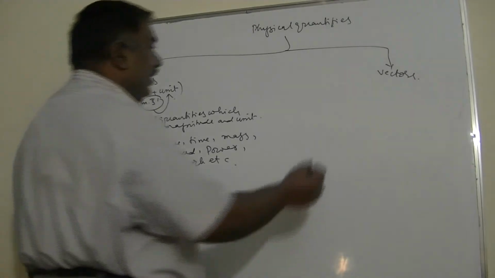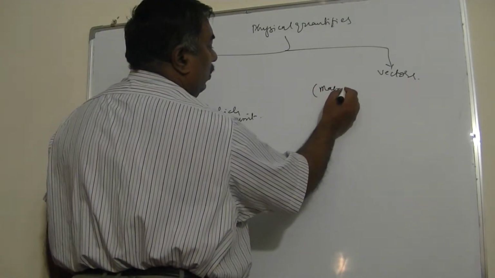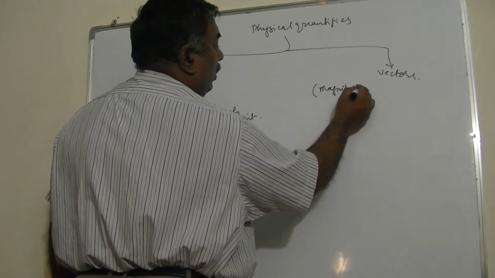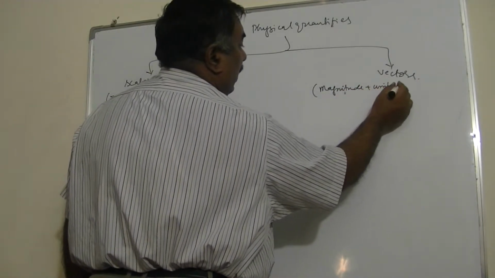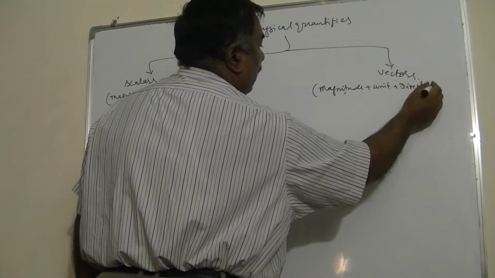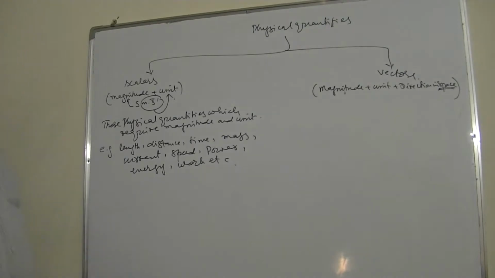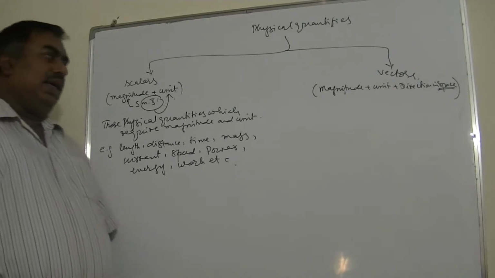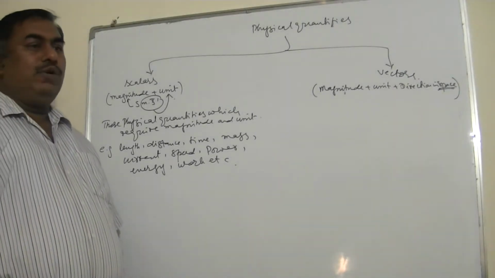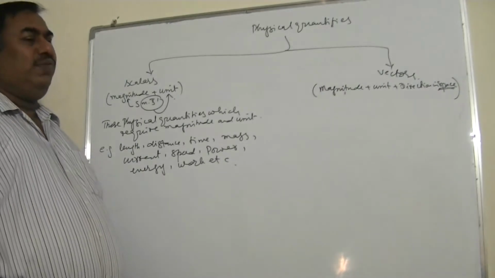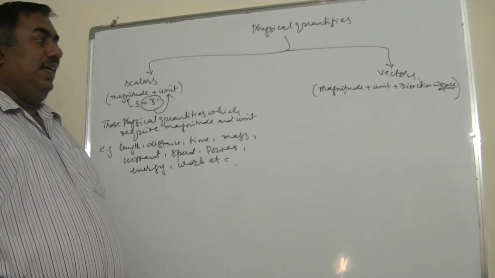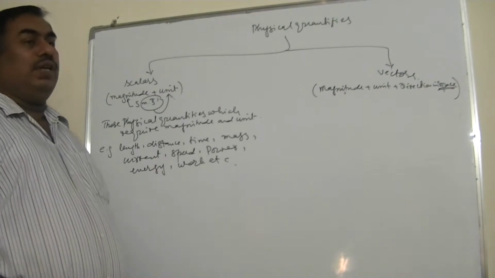But what are the vectors? Vectors actually have the magnitude plus unit plus direction in space. The word space is a must. If you do not say space, then there are at least two physical quantities I know which have a direction, but that direction is not in space, and they are not regarded as vectors. For example, time. Time goes from past to present to future, but it cannot be expressed in space. It has no direction in space.